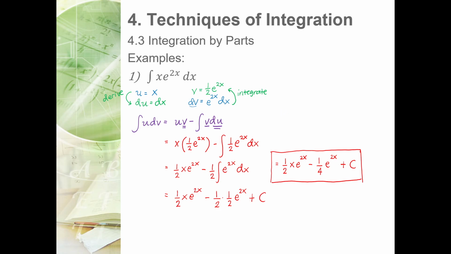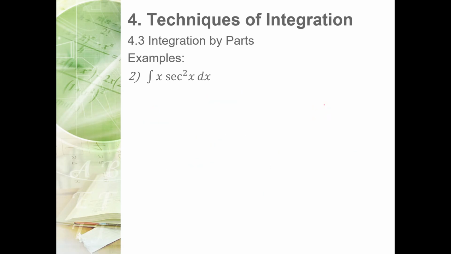All right, so do you have questions? So no question. Okay, so let's proceed to the next example. This time we have the product of an algebraic term and a trigonometric term. So starting off with your u again, so always write it in this manner. So u and then dv here.